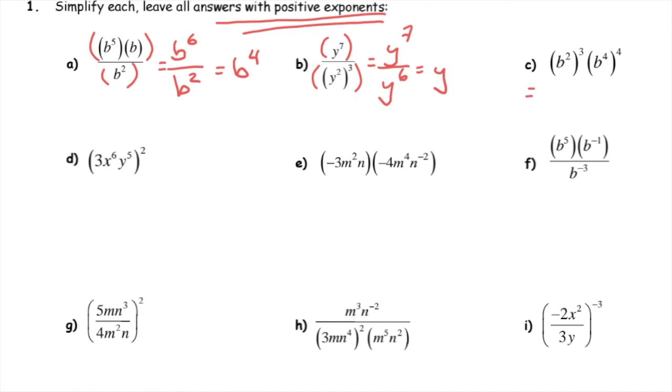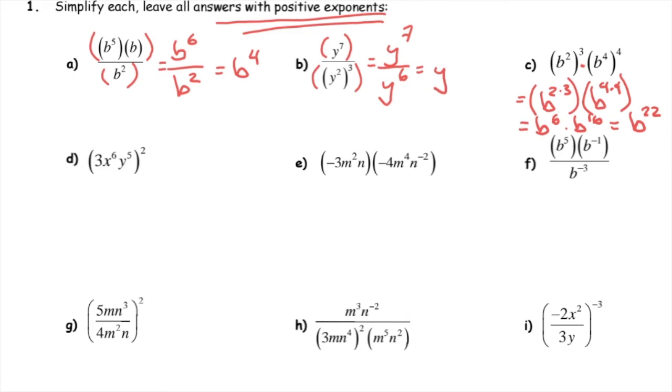Okay, this one right here, I'm going to do the exponents first, the powers of the powers, before I do the multiplication that's implied by that juxtaposition there. So I've got b squared cubed, which is going to be b to the 2 times 3, or b to the 6. Let me clean that up a little bit. So this will be equal to b to the 6, and then this will be multiplied by b to the 4 times 4, which is going to be 16. So this is going to be b to the 6 multiplied by b to the 16, and then when I multiply those two powers together, I'm going to add the exponents, and 6 plus 16 is 22. So the answer here is going to be b to the 22.